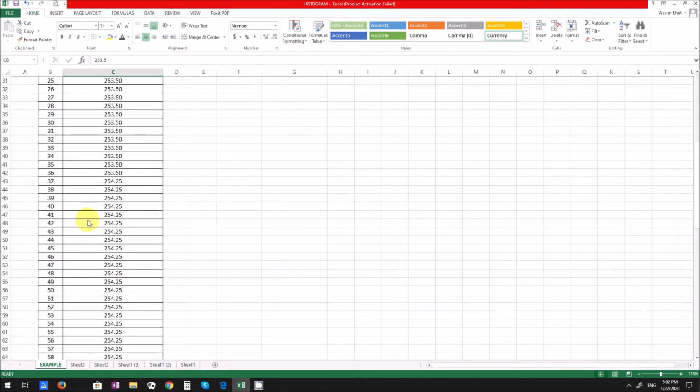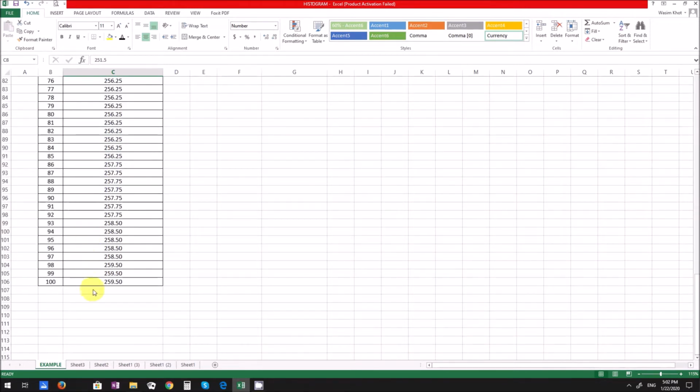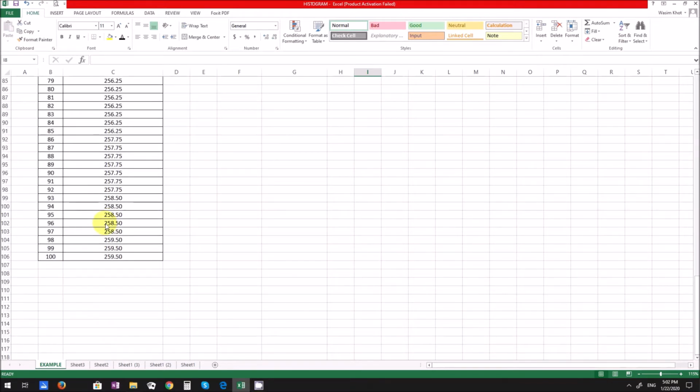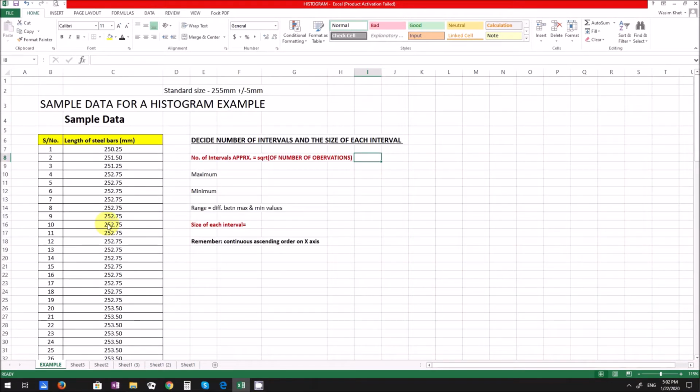As we can see, there are 100 observations. We know a formula: the number of intervals is approximately equal to the square root of the number of observations. So the square root of 100 observations is equal to 10. So we can have around 10 intervals. This is not a hard and fast rule, but it gives us an approximate number.